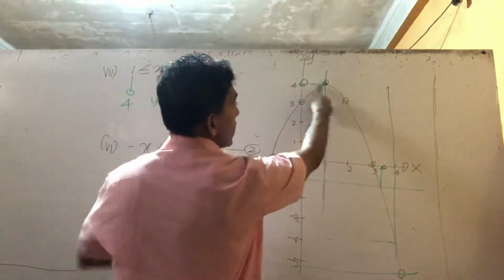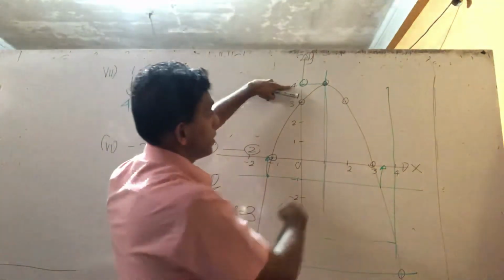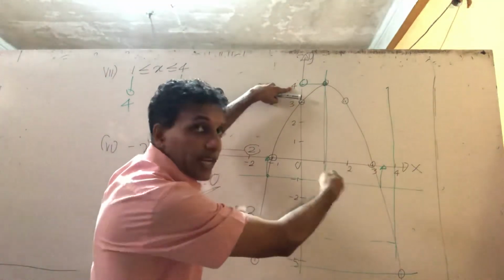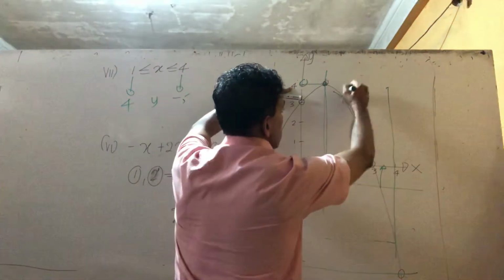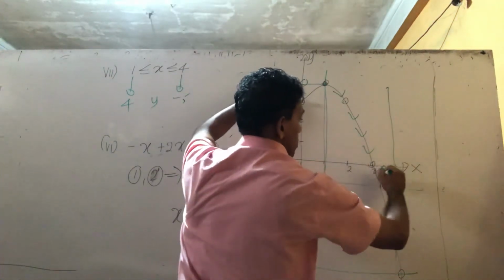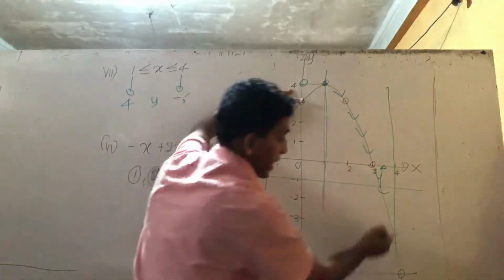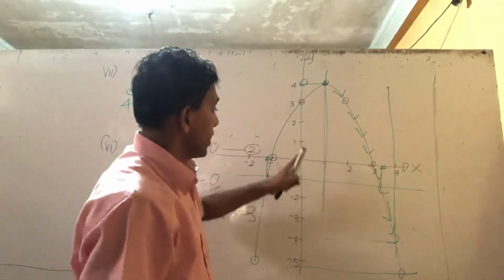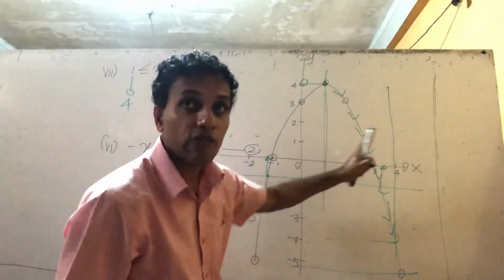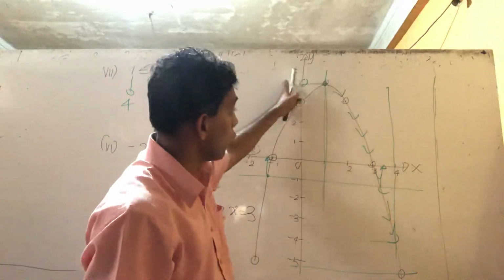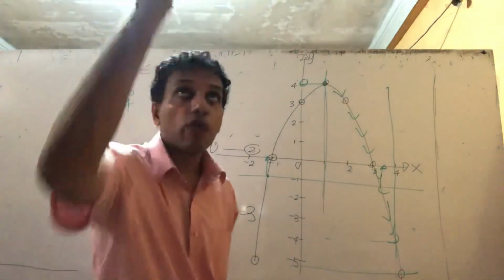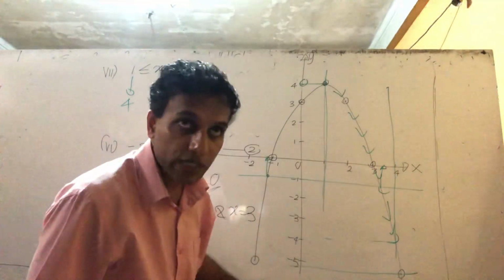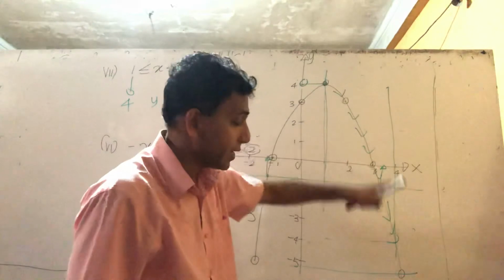So when x is 1, y took the highest value, here. Then what happened? X is increased. When x step by step rapidly increases, what happens? Y drops, y decreases. When x is between 1 and 4, y drops from 4 to minus 5. Your y value is 4, finally minus 5. So y drops from 4 to minus 5.